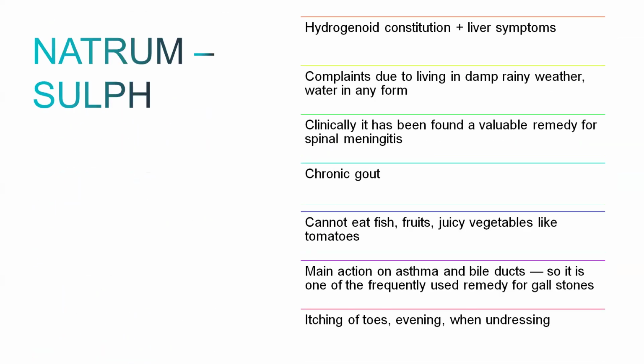Coming to natrum sulph, it is nothing but more of hydrogenoid constitution with liver complaints. Complaints due to living in damp, rainy weather, water in any form. So that's why natrum sulph is one of the top remedies in hydrogenoid constitution with liver pathology. Clinically, it has been found a valuable remedy for spinal meningitis and chronic gout as well. And natrum sulph patients cannot eat fish, fruits, juicy vegetables like tomatoes. Main action on the liver and bile ducts. So it is one of the frequently used remedies for gallstones.